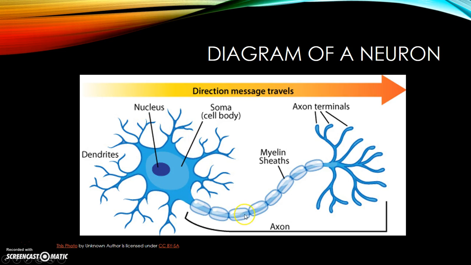It has this long tail, which is called the axon, and it's protected by what are called myelin sheaths. And then the axon terminals are at the end, and they're a lot like the dendrites, but the axon terminals are actually what send the message across through your body. And this, of course, happens within split seconds.